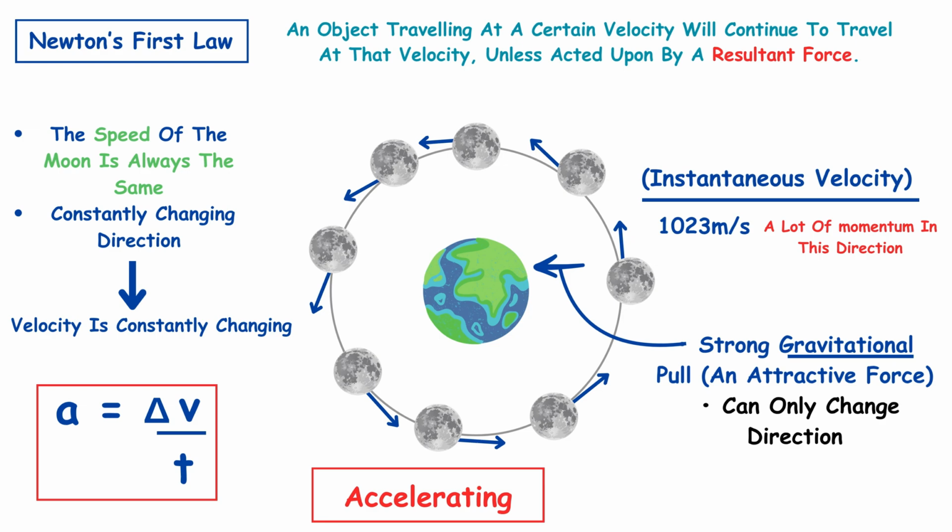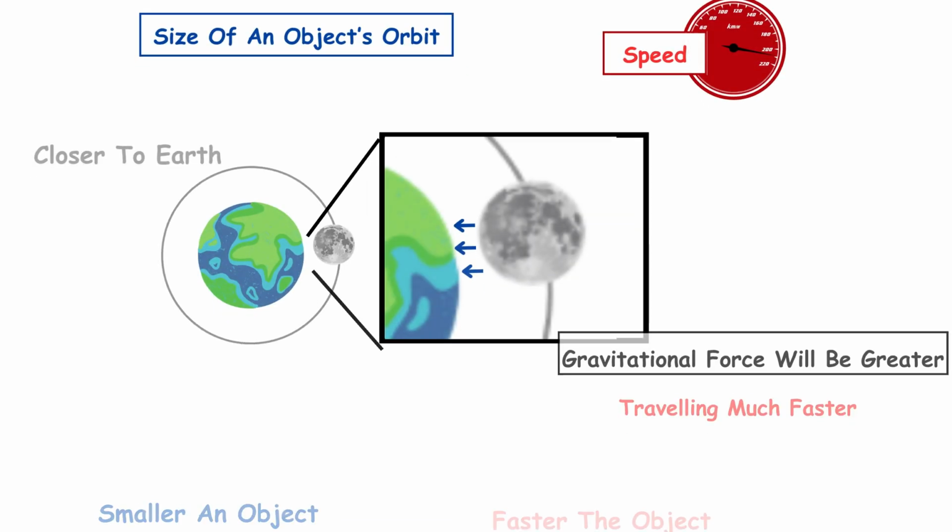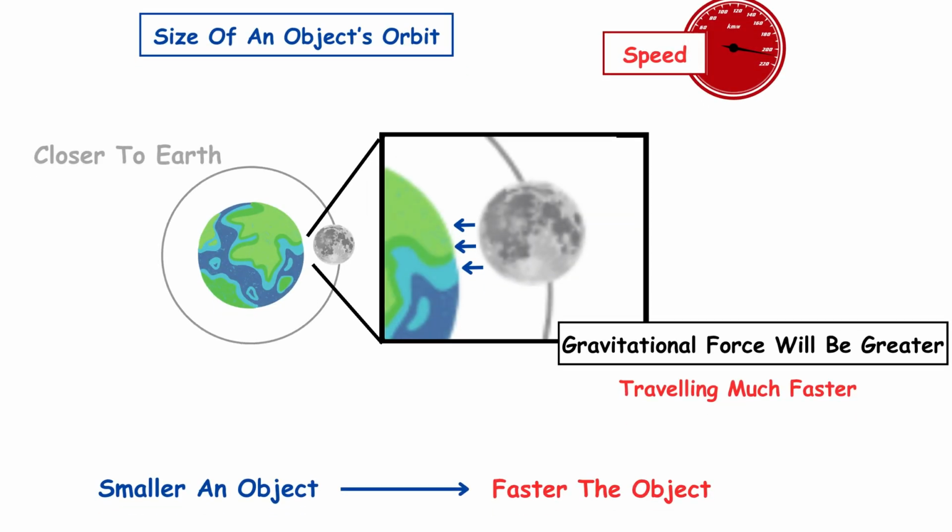So, the key point to understand is that because the Moon's direction is changing continuously due to Earth's gravitational pull, its velocity is changing as well, and this change means the Moon is constantly accelerating even though it maintains a constant speed. When we put all of this together, we see that two crucial factors determine orbital motion. These are the instantaneous velocity of the orbiting object and the gravitational attraction of the larger object around which it is orbiting. It is the balance between these two factors that allows an object to follow a stable orbit instead of either flying away or being pulled inward.